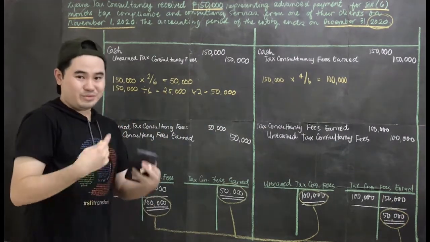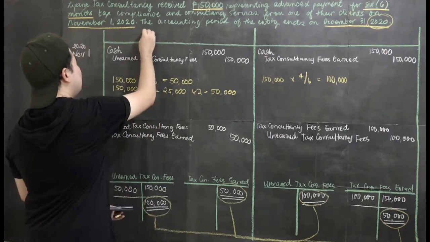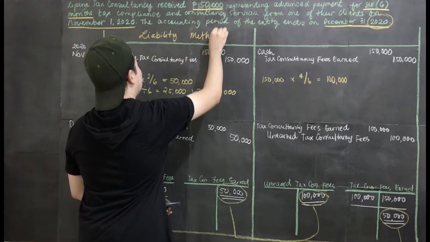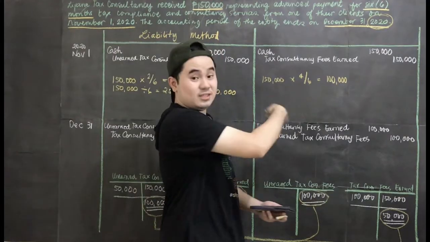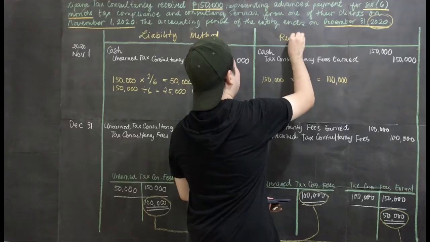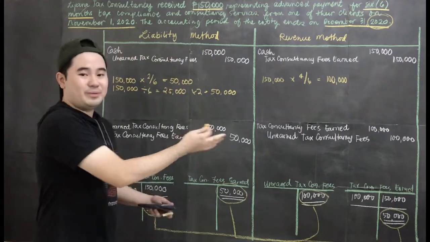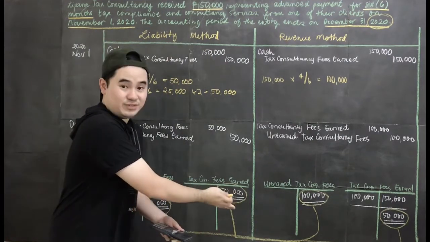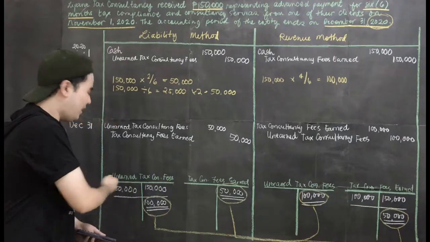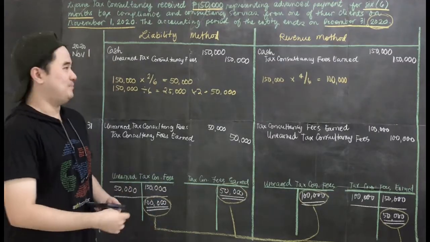Okay? Now, for the methods, since we credited it initially in a liability account, this is called the liability method. And in this other method, since we credited it directly to revenue, this is the revenue method. Okay? So whatever method you may use, the amount of tax consultancy fees earned should be just the 2 months that was rendered to the customers, 50,000. And then how much would be reported as unearned tax consultancy fees? It would still be 100,000. Okay?